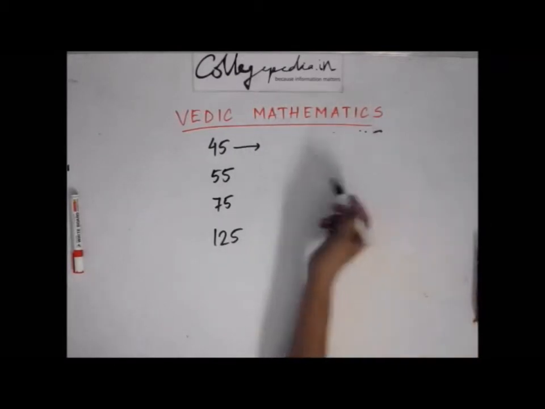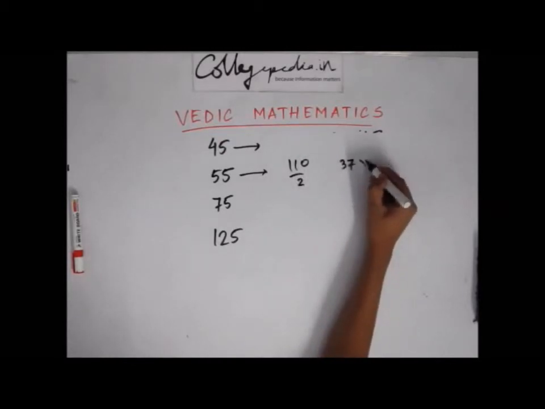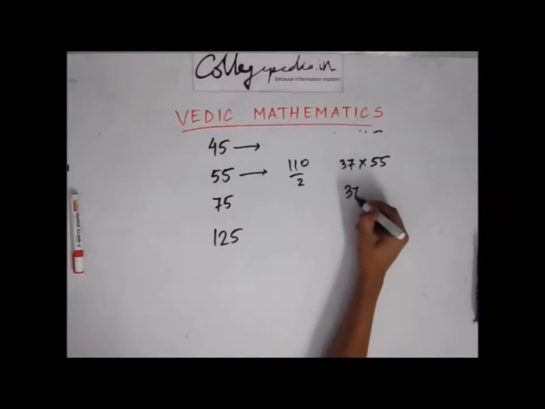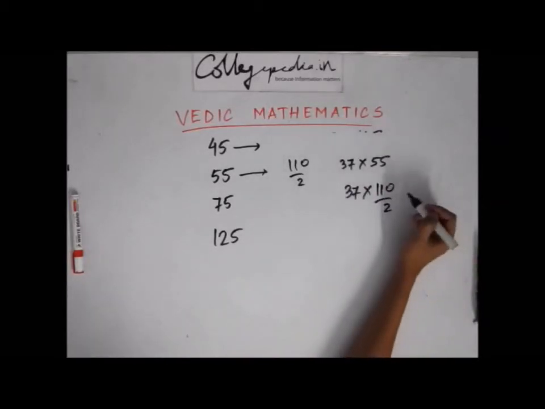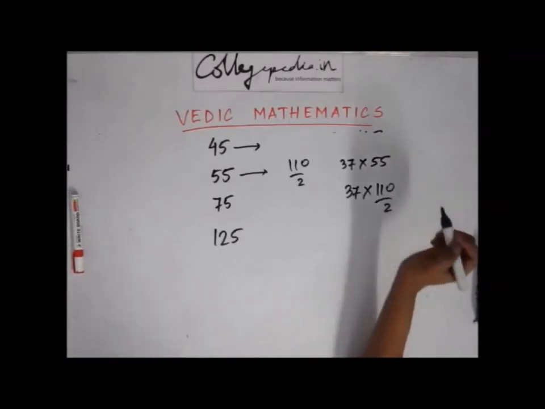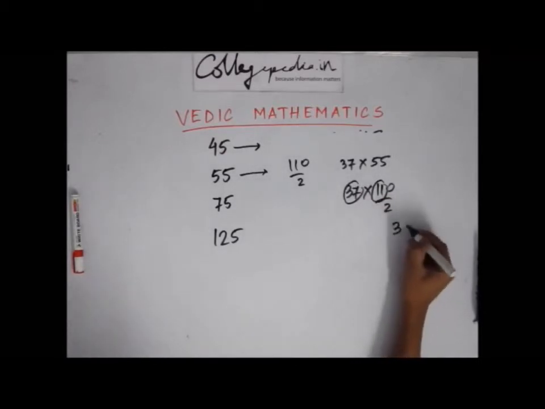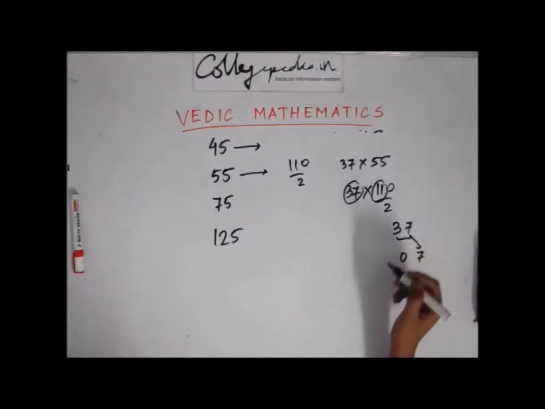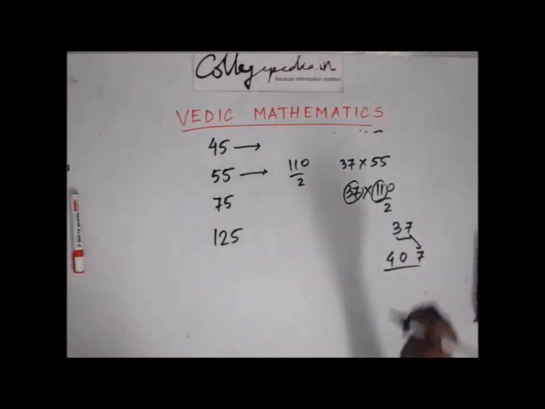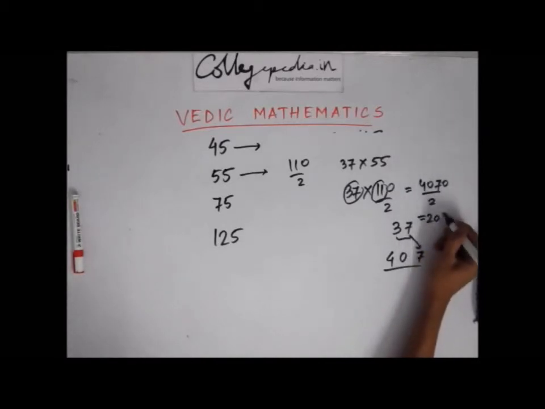55, what you can do is write 55 as 110 divided by 2. So if I take an example like 37 multiplied by 55, I'll write this as 37 multiplied by 110 divided by 2. Now again, here comes your application of Vedic mathematics. 37 into 11, we have seen that we can find the answer using Vedic mathematics. The answer will be 7, then add these 2 digits, you will get 10. I'll get a carry of 1, so I'll get 407. So my answer is 4070 divided by 2, which is 2035.